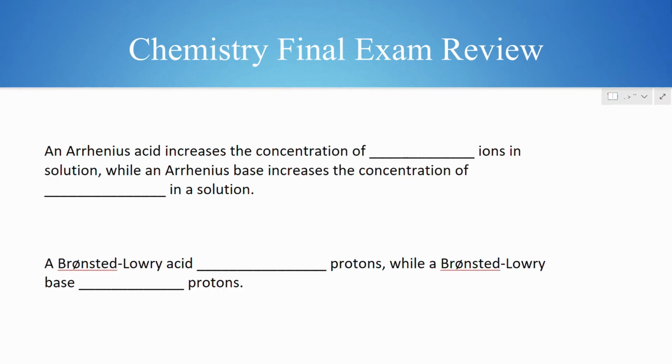Now these are some acid and base questions, and they're fill in the blank. So first we have the Arrhenius definition. An Arrhenius acid increases the concentration of the blank ions in solution, while an Arrhenius base increases the concentration of the blank in a solution. An Arrhenius acid will increase the concentration of H+ ions, and an Arrhenius base will increase the concentration of OH, or hydroxide ions, in the solution.